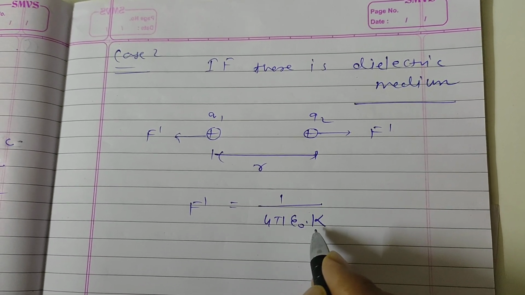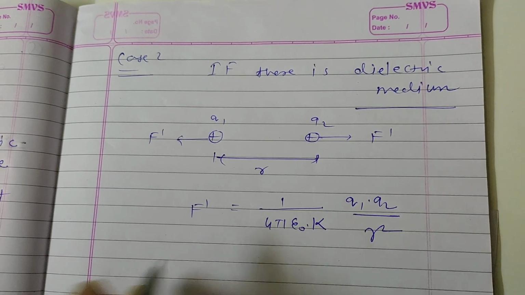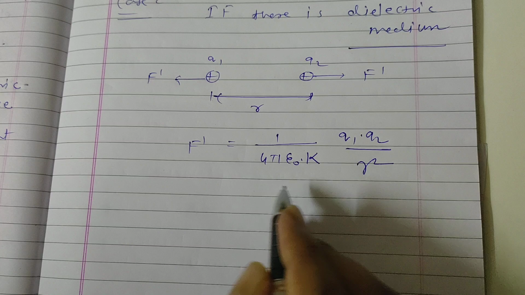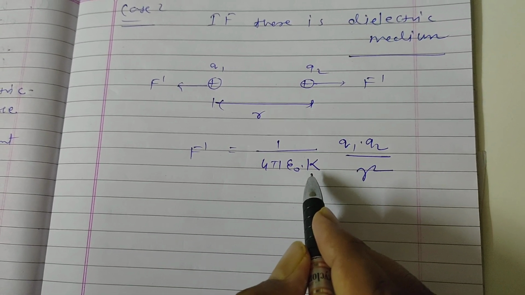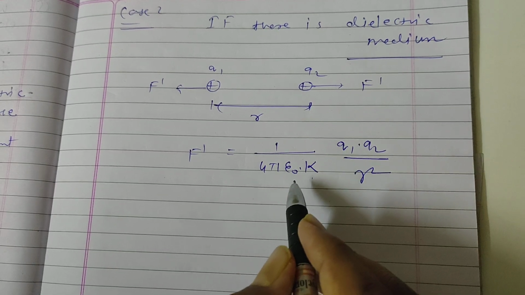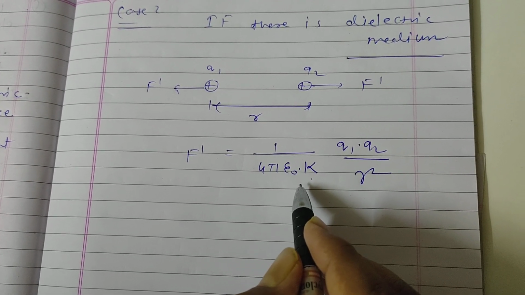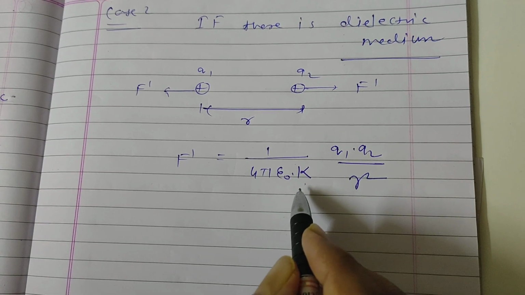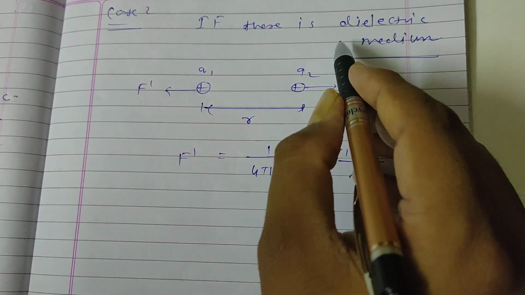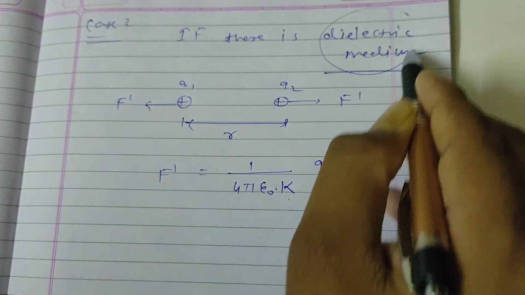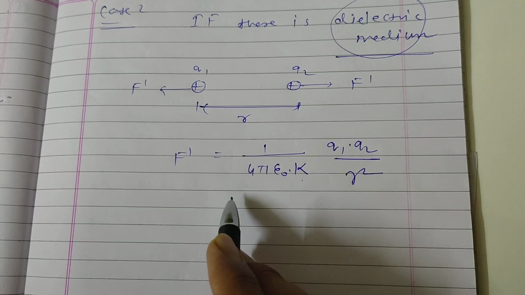F dash equals 1 upon 4 pi epsilon naught capital K q1 q2 by r square. In this case there is a capital K, while in the previous case there was a small k. Capital K is completely different from small k, and there is no relation between them. Capital K is only used for dielectric medium, and small k is only used for air medium.